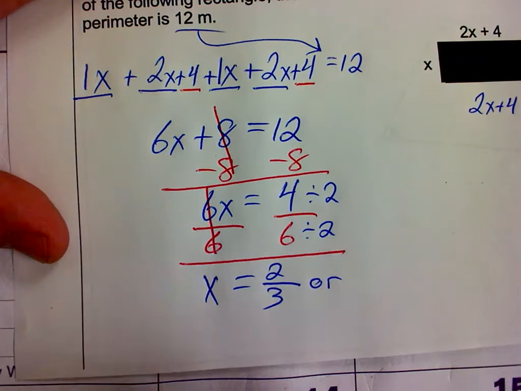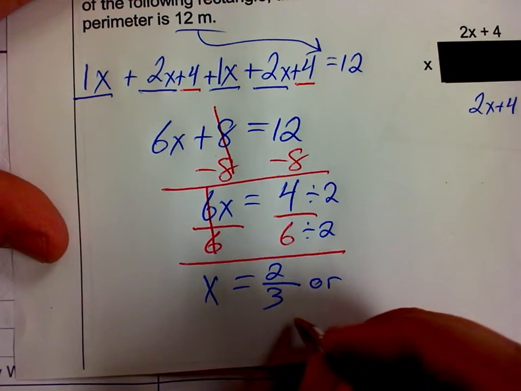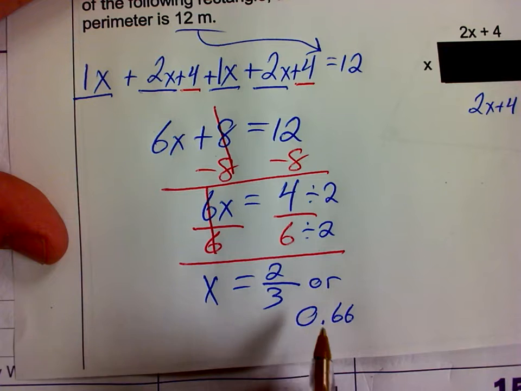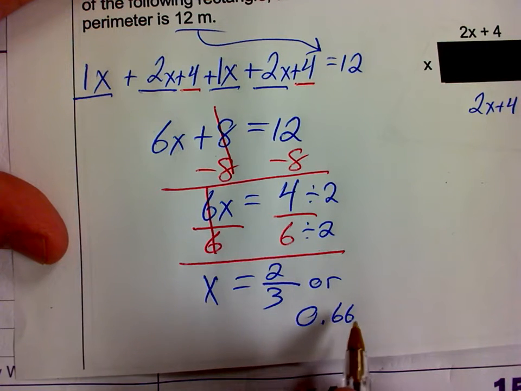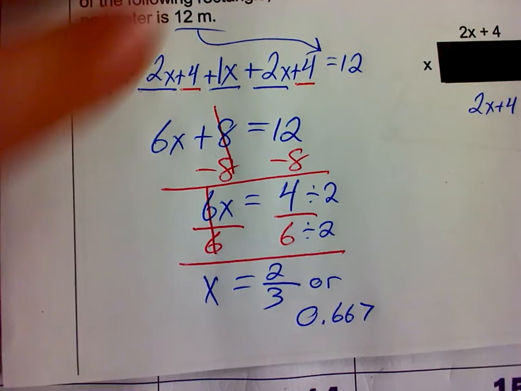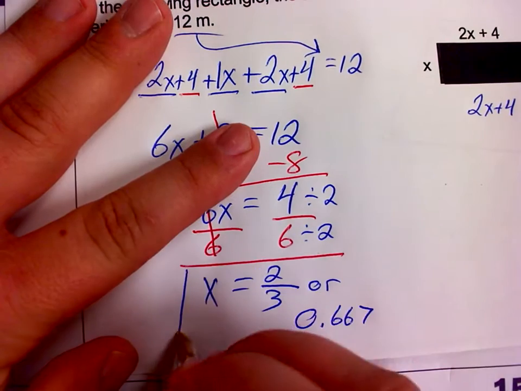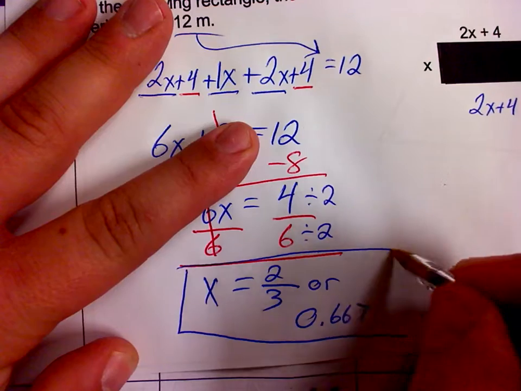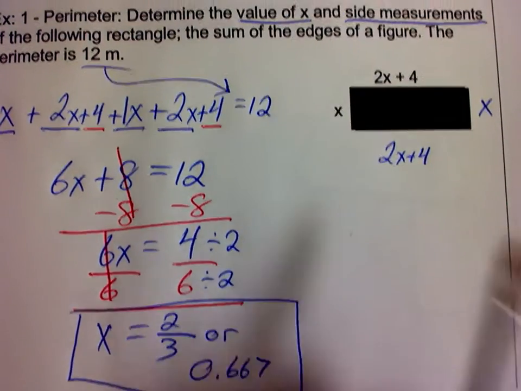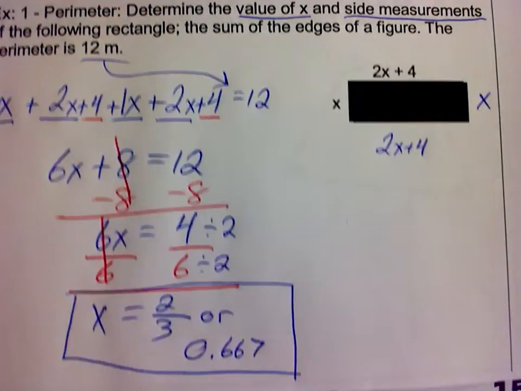Another way is by putting it in decimal form. Now, as you recall, we want to have this rounded to the nearest thousandth. So since 2/3 is 0.6 repeating, the fourth 6 would tell the third 6 to go up to a 0.667. Now, even though I'm circling or blocking this off here, this is not our final answer. It's just one of our two answers, because we are also asked to find the side measurements.